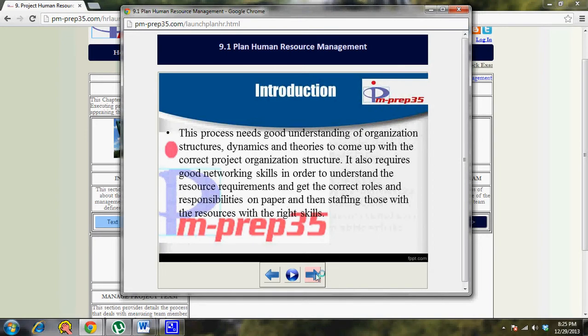This process needs a good understanding of organization structures, dynamics and theories to come up with the correct project organization structure. It also requires good networking skills in order to understand the resource requirements and get the correct roles and responsibilities on paper, and then staff those with resources with the right skills.